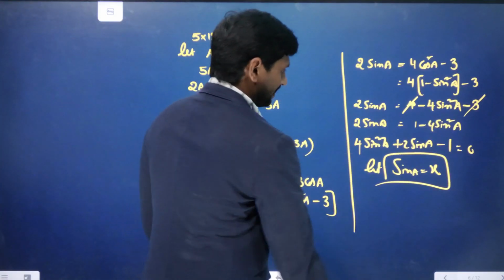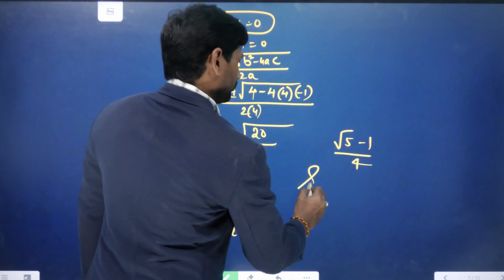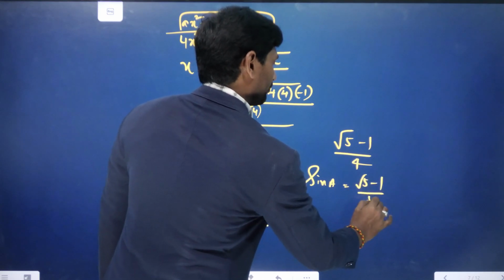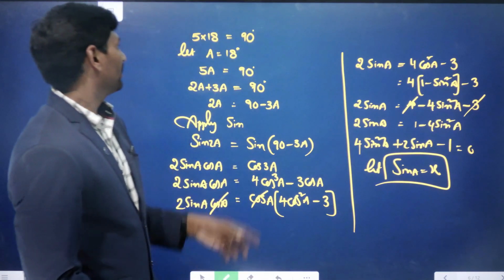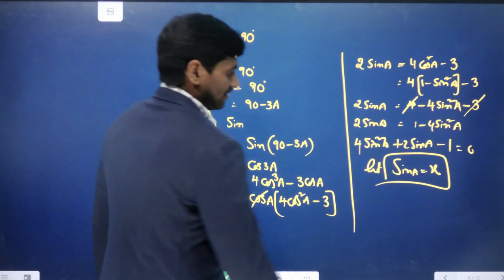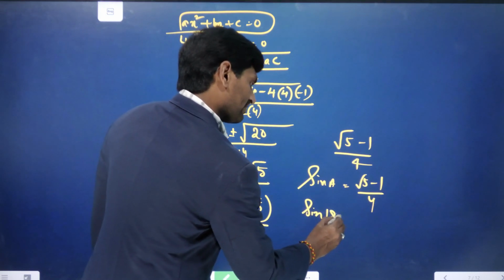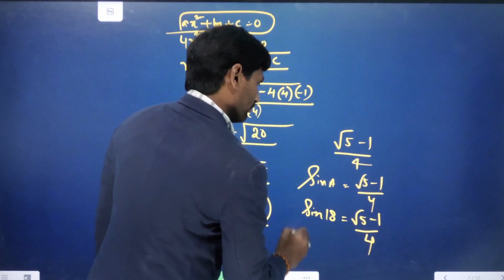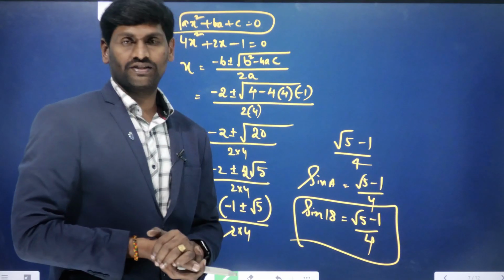What is x here? x is nothing but sin A. So sin A value we got is root 5 minus 1 by 4. Okay? But what is A? A is 18 degrees. So from this we can say sin 18 degrees value is root 5 minus 1 by 4. We found just sin 18 degrees.